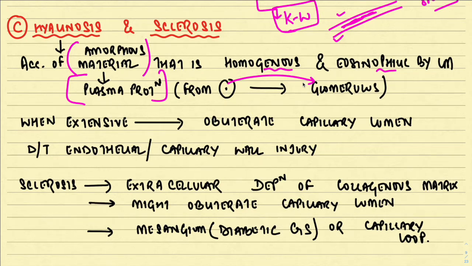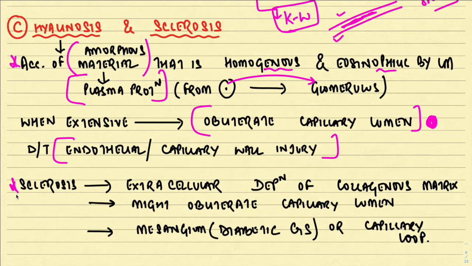So what is hyalinosis? When the hyalinosis is extensive, it is going to obliterate the capillary lumen altogether. So if this is the normal capillary, then there will be so much deposit that the lumen might become completely obliterated. Now, what is the stimulus for this kind of hyalinosis injury? Endothelial or capillary wall injury. So that was number one, hyalinosis.